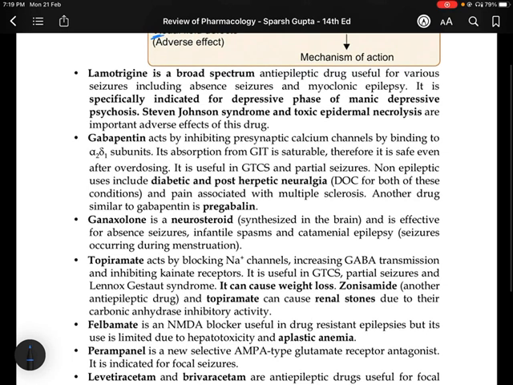Lamotrigine, there are other drugs as well. It's a broad spectrum anti-epileptic drug useful for various seizures, including absence and myoclonic epilepsy. It is specifically indicated for depressive phase of manic depressive psychosis. It's basically a bipolar disorder only. Bipolar disorder.